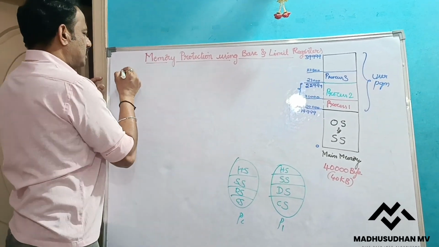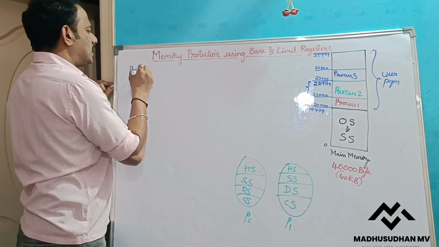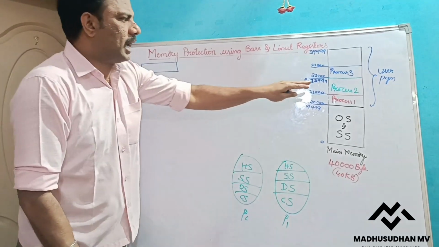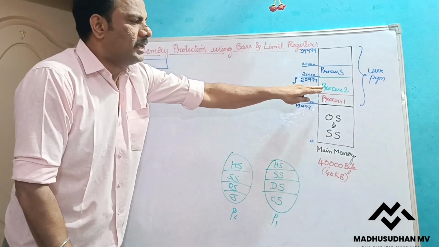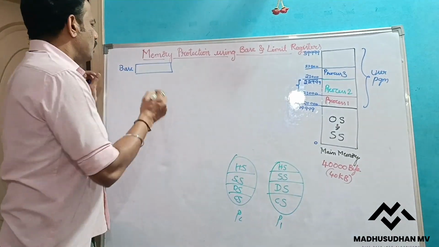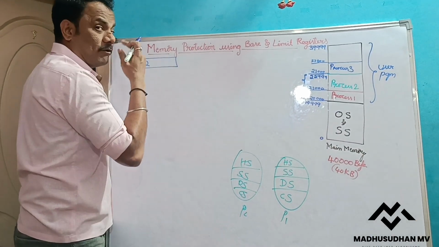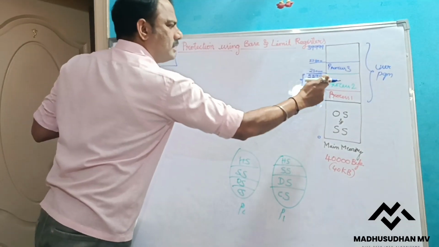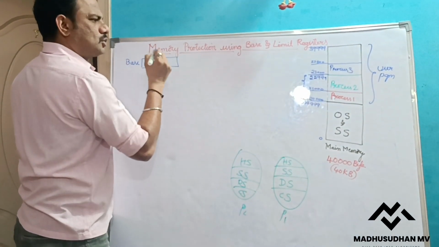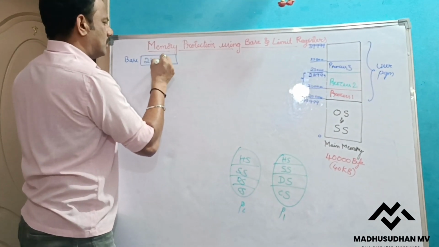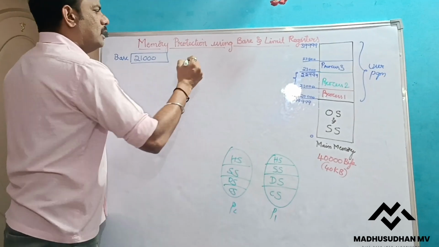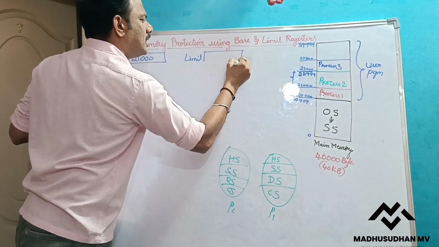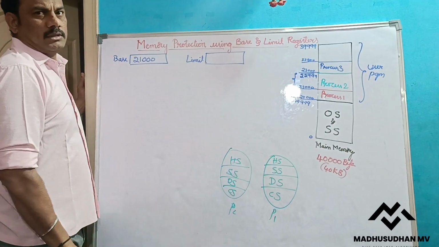Now, the base register contains the starting address of the process. Here, process 2's starting address is 21,000. Every process has its own base register and limit register. So the base register of process 2 is storing the address 21,000 according to this example. The limit register gives us information about the size of the process.